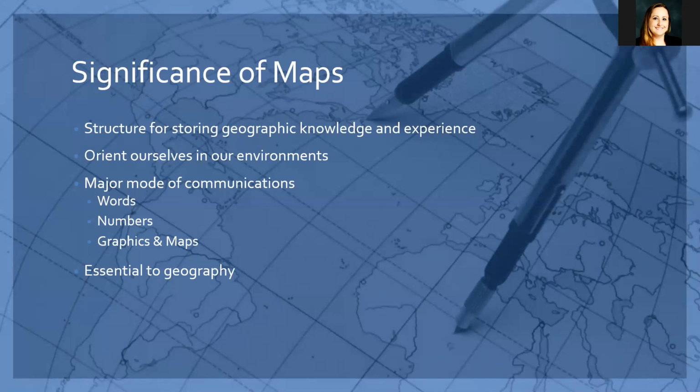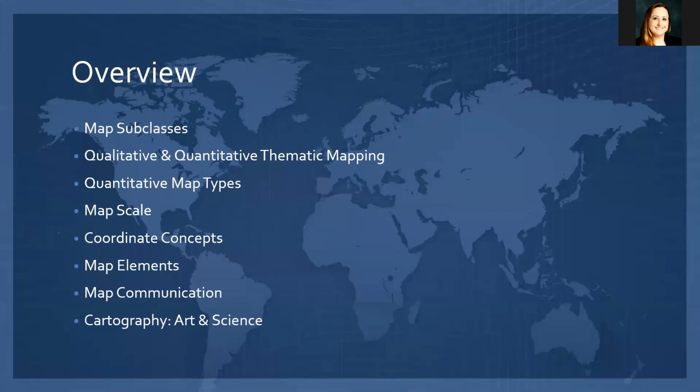Dent et al. also quoted Carl Sauer, a famous geographer, who stated, "Show me a geographer who does not need maps constantly and want them about him, and I shall have my doubts as to whether he has made the right choice in life. The map speaks across the barriers of language." Today, I will discuss map subclasses, types, scale, elements, communication, and coordinate systems.